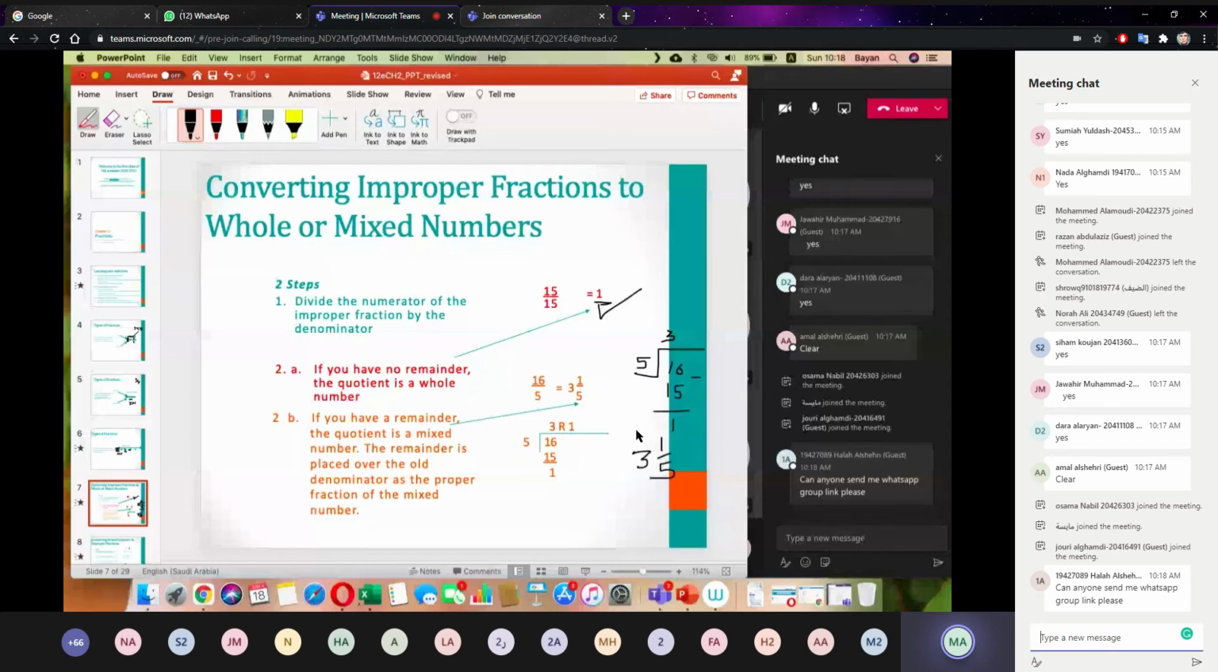Now, focus with me about the lecture. Here we have 3 with 1/5. 3 with 1/5 is a mixed number. So we convert the improper fraction here to give you a mixed number. 16/5, when you divide 16 by 5, give you 3 with 1/5. This is a mixed number. Clear how we convert?